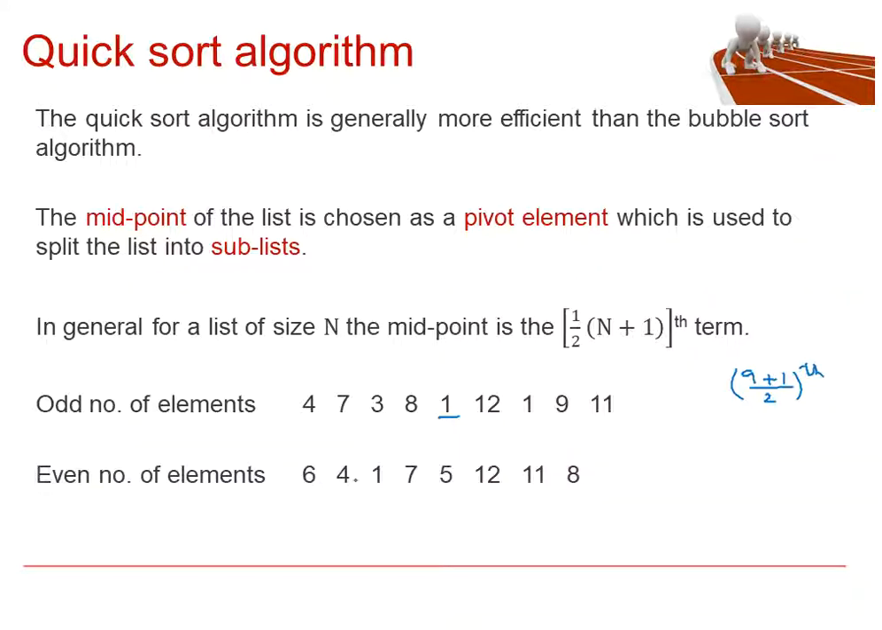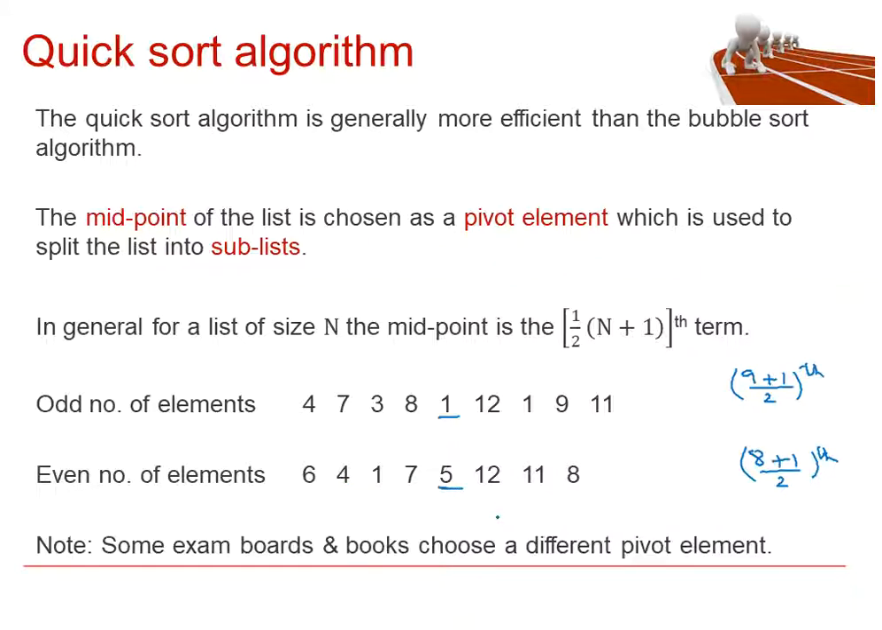In this example, we have 4, 5, 6, 7, 8 items. So we get our mid value as 8 plus 1 over 2. So that gives us 4.5. So we would round up to get the 5th item. 1, 2, 3, 4. That would be our mid value. And just a word of caution, some exam boards and textbooks will choose a different pivot or mid value element as their starting point.